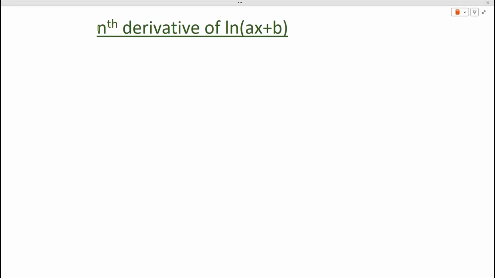Hello, in this video we'll understand how to find the nth derivative of ln(ax + b). So if the function is given to us as y = ln(ax + b), first we'll start with finding the first derivative of this. The first derivative can be written as y prime, or it also can be written as dy/dx.